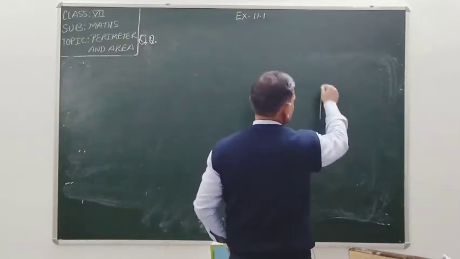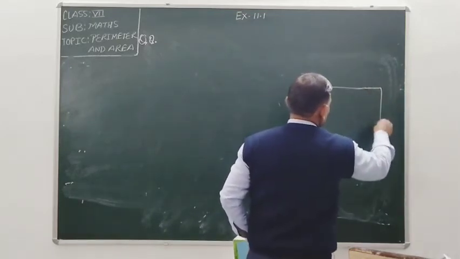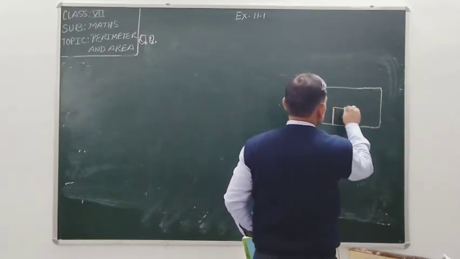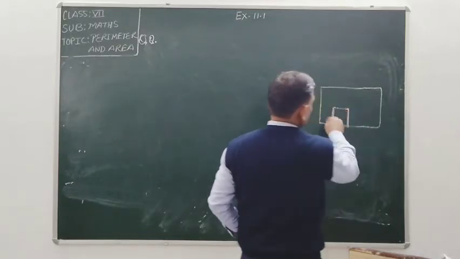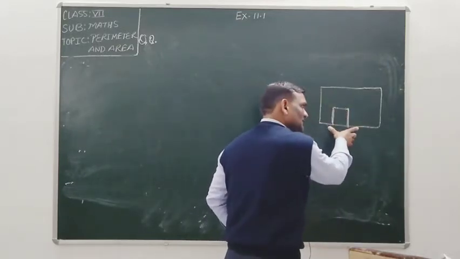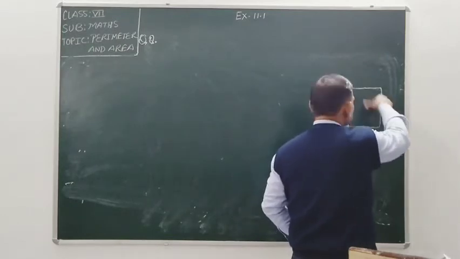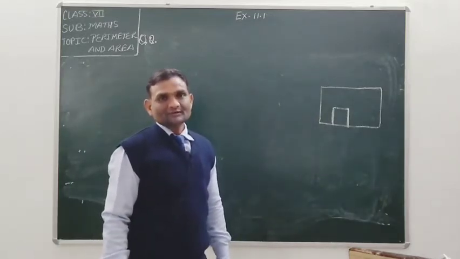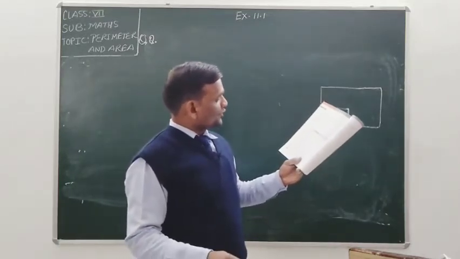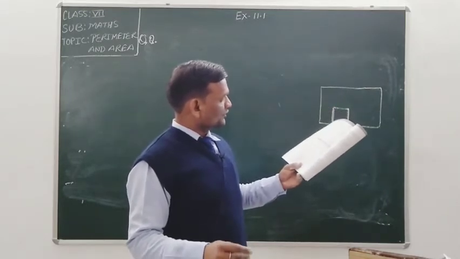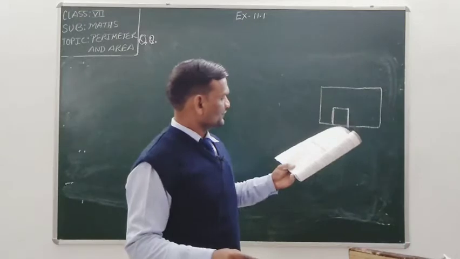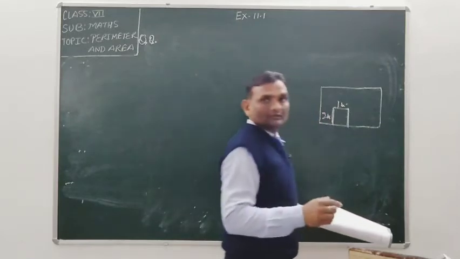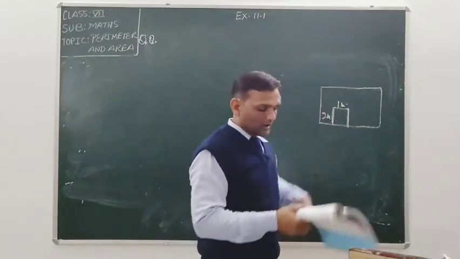Suppose that this is the wall of the house, and in this wall a door is fitted. This wall has length and breadth. So, student, a door of length 2 meter and breadth 1 meter. 2 meter length and 1 meter breadth. The door is fitted in the wall.